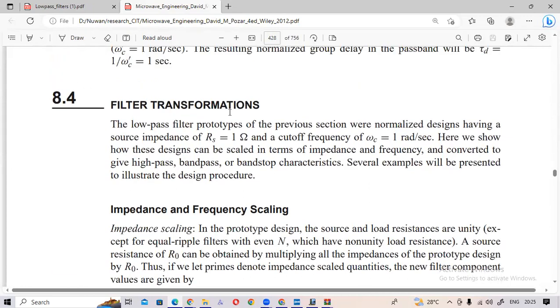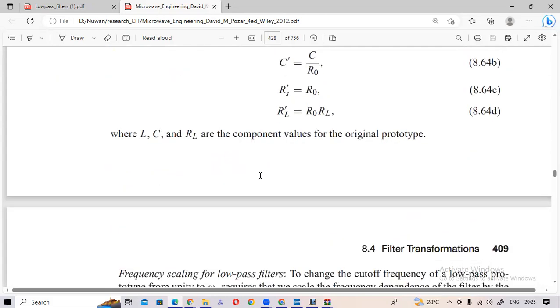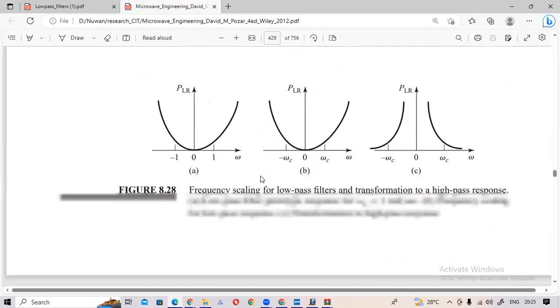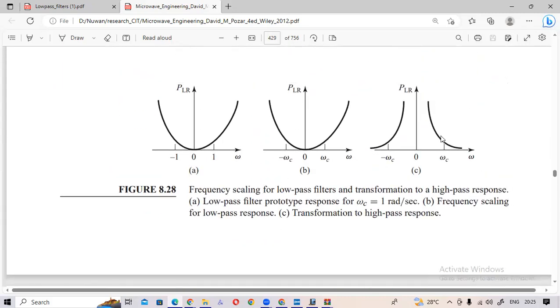Okay, and here the filter transformation. Okay, so I told you that if you want to design high pass, band pass, or band stop filters, we have to do a mapping. Okay, that is called as transformation. Okay, so we have to map that response to a low pass filter response, then we can do the design. Okay, so this is also considering the losses. Okay, these are also considering the loss curve, not the gain curve.